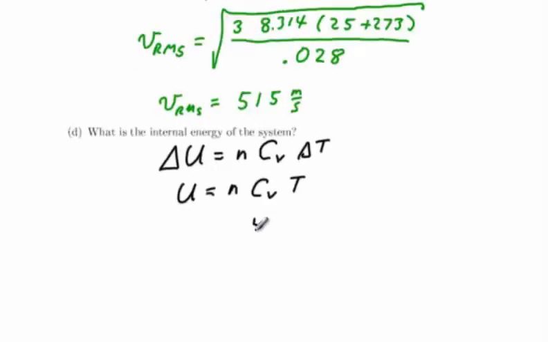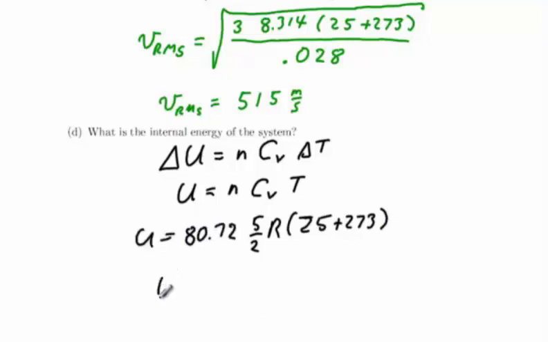Because nitrogen is diatomic, the C sub V for this problem is going to be 5/2 times the ideal gas constant. The temperature stands alone in this formula, and the number of moles from the prior part of the problem is 80.72. Putting in all these factors allows us to calculate the total internal energy of 500,000 joules.